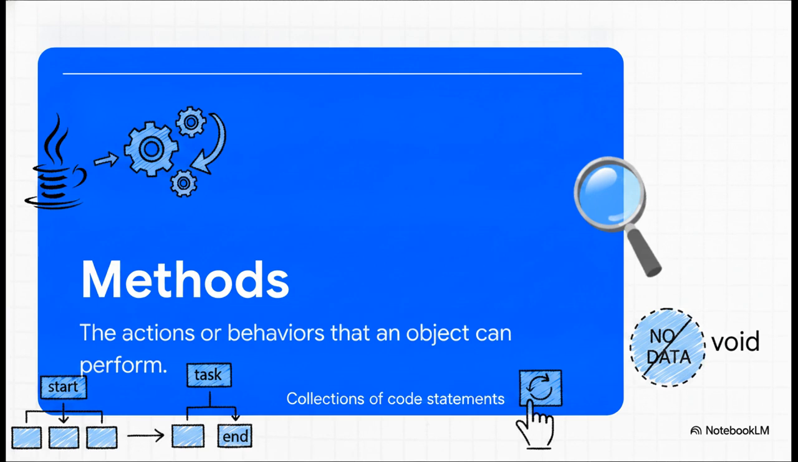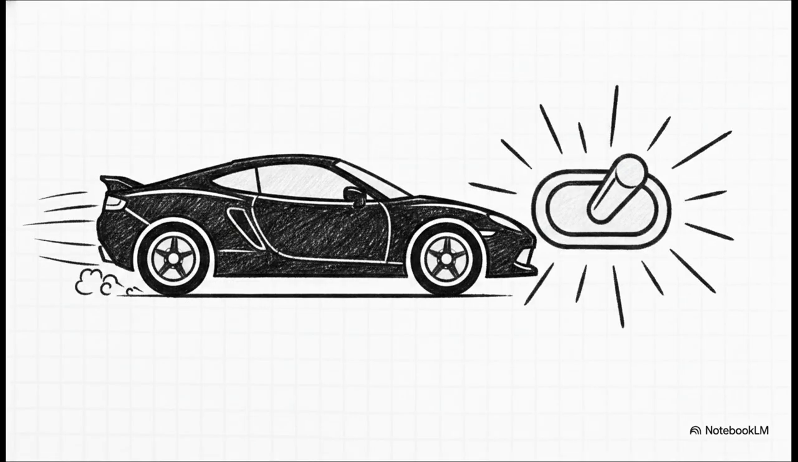Now, if a method just performs an action but doesn't actually need to hand any data back to us, we just use the keyword void. So what can our Mustang do? Well, we could write a start method, we could write a stop method, a drive method, and a break method.